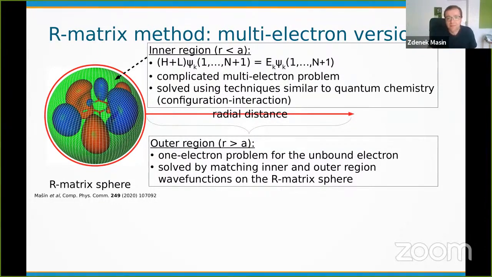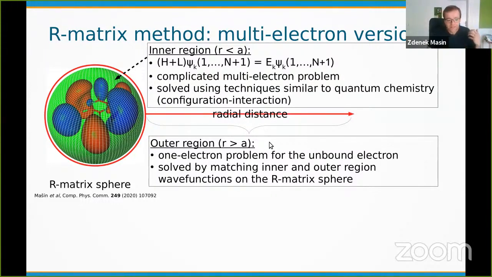As you heard earlier today, the R matrix, of course, has a multi-electron version, which is what we use. And Jimena and Jakub have done a great job at explaining what it does in detail for complicated targets. So just to reiterate, the inner region is defined by the extent of the charge density of the target molecule. The inner region problem solves the complicated multi-electron problem using techniques that are similar to quantum chemistry, essentially by configuration interaction. In the outer region, the electron is far away from the molecule.